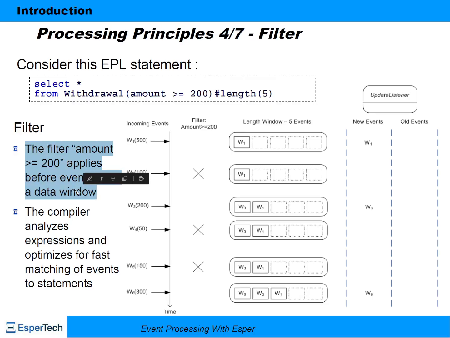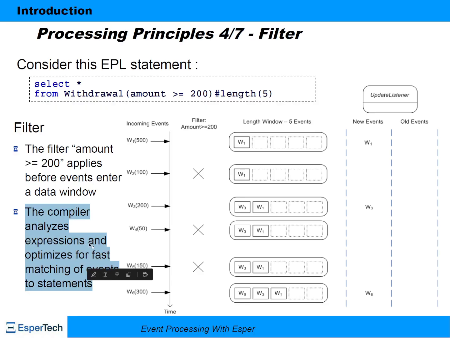The Esper runtime ignores events that do not satisfy filter expressions. The Esper compiler analyzes filter expressions extensively. The compiler performs index planning and optimization, making sure that the runtime can match incoming events to statements efficiently. The right side of the slide is a picture that shows withdrawal events arriving on a time axis.